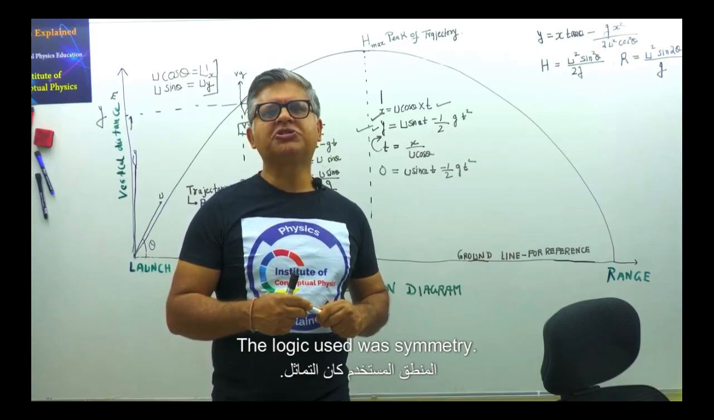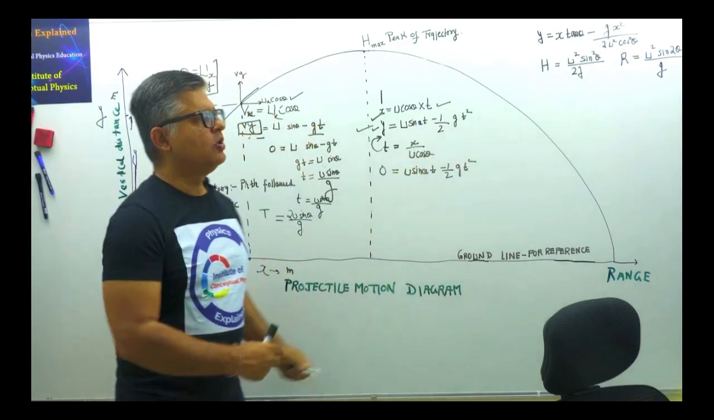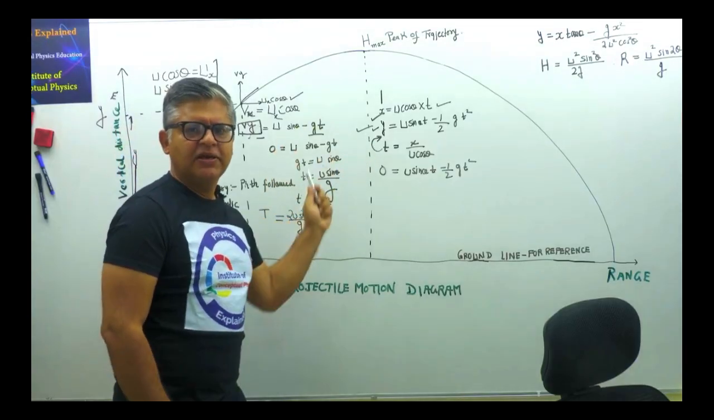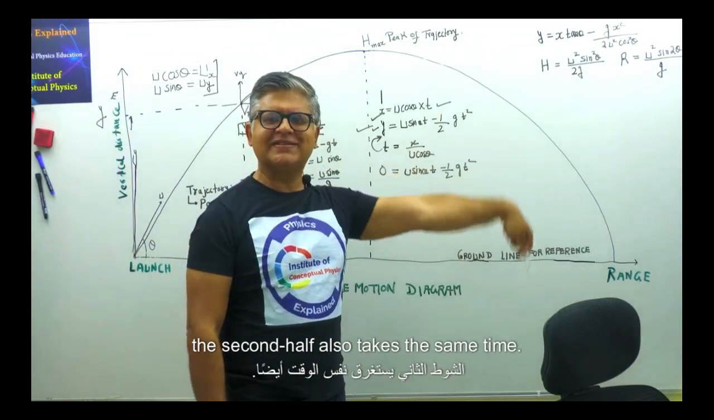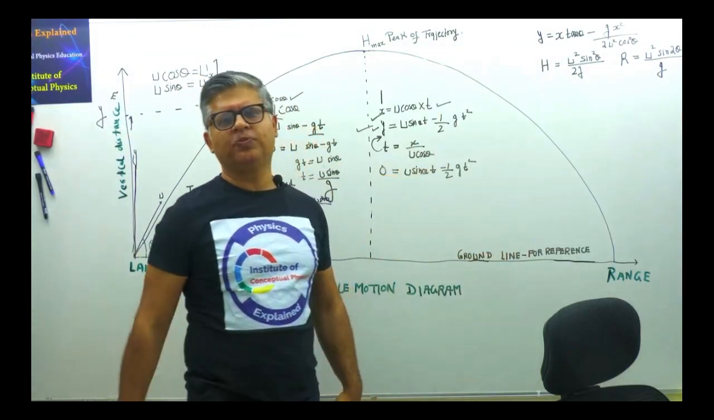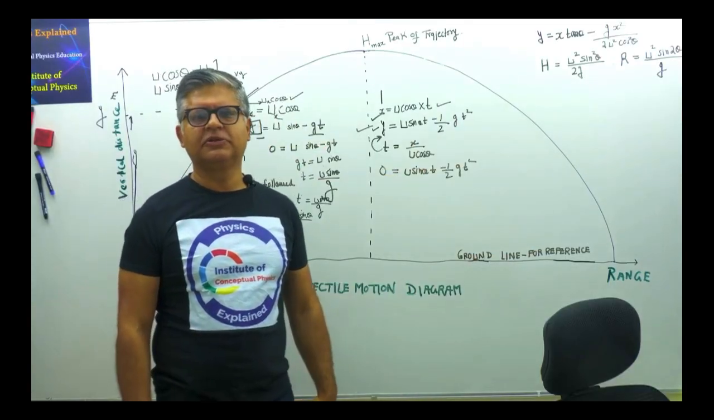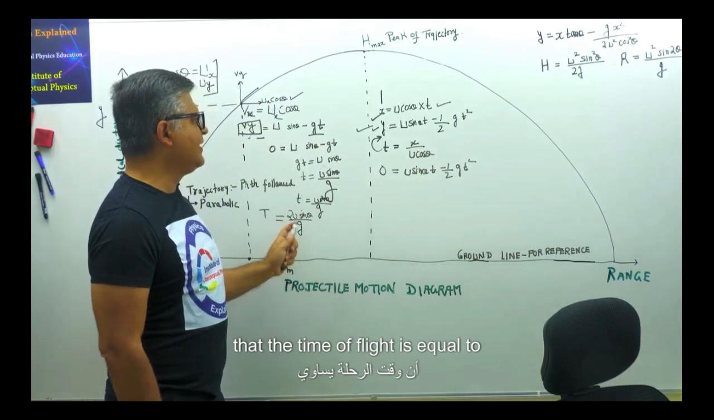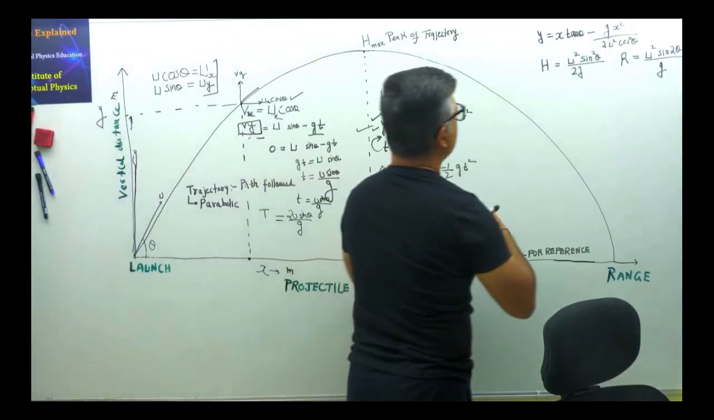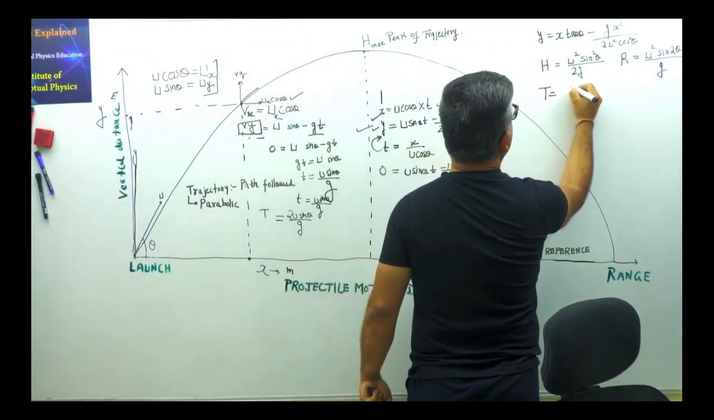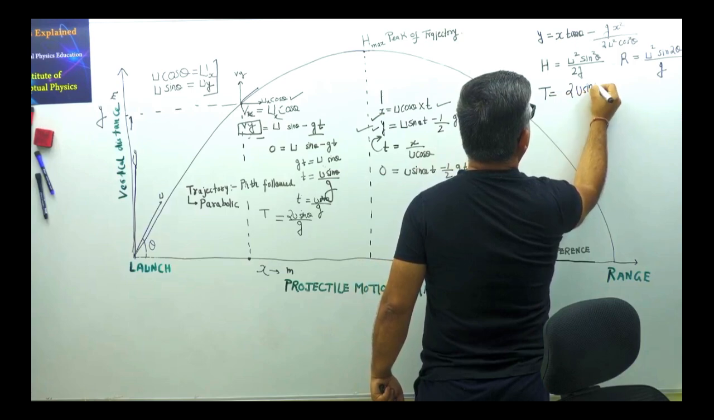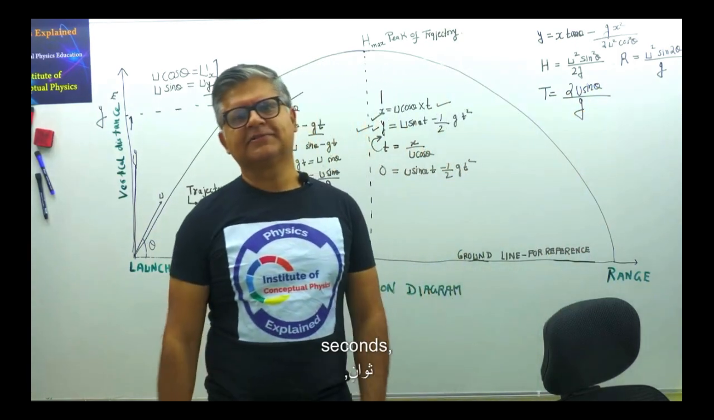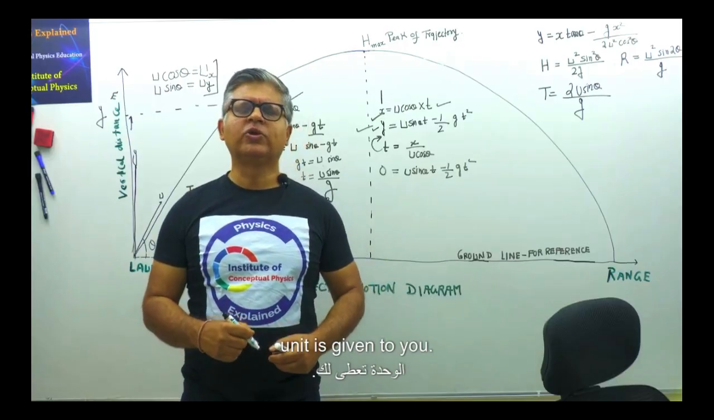The logic used was symmetry. We knew half the motion takes this much time. By symmetry, the second half also takes the same time. You can easily do that also. So now you know that the time of flight is equal to 2u sine theta by g seconds, or whatever unit is given to you.